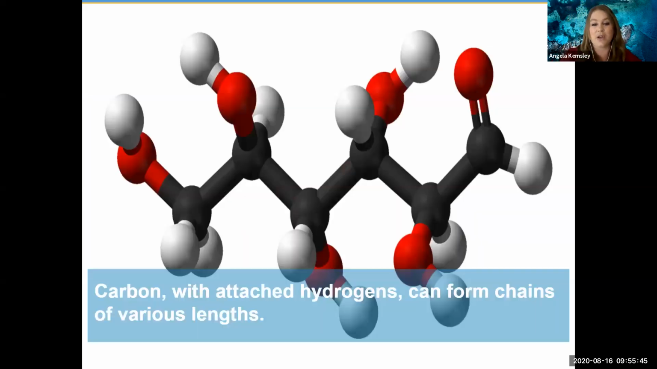Now carbon, with those attached hydrogens, can form chains of various lengths. So carbon can actually bond to another carbon, which can bond to another carbon, which could bond to another one and another one if it wants. Sometimes they make short chains, sometimes they make long chains, and then any extra electrons that aren't bonded to another carbon will bond with hydrogen. And so that's a simple carbon chain, just a chain of carbons with the unbonded electrons then bonding to hydrogen.